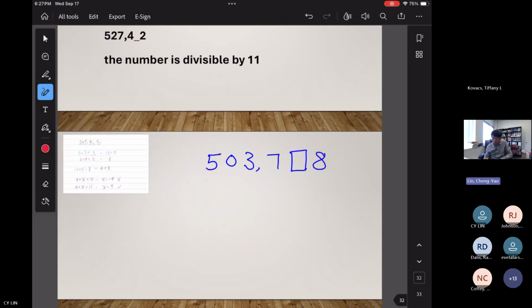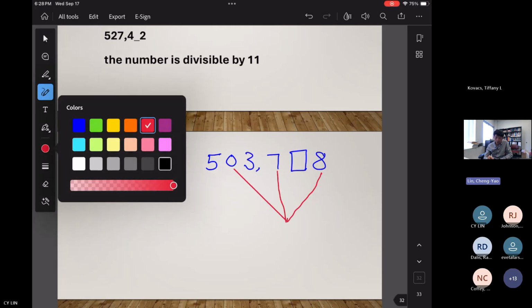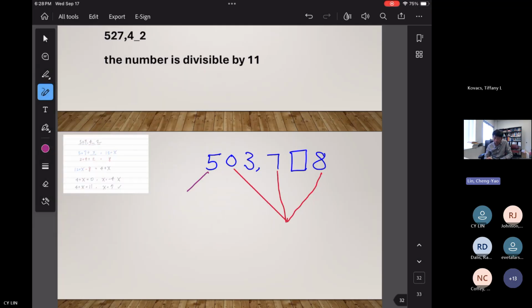I think I would do method 2. Yep, and it's easier. I would do method 2 that will help us. So here, here, here, okay? I take 0, 7, 8, right? And then I use a colored pencil for the other ones, 5, 3, and the box.